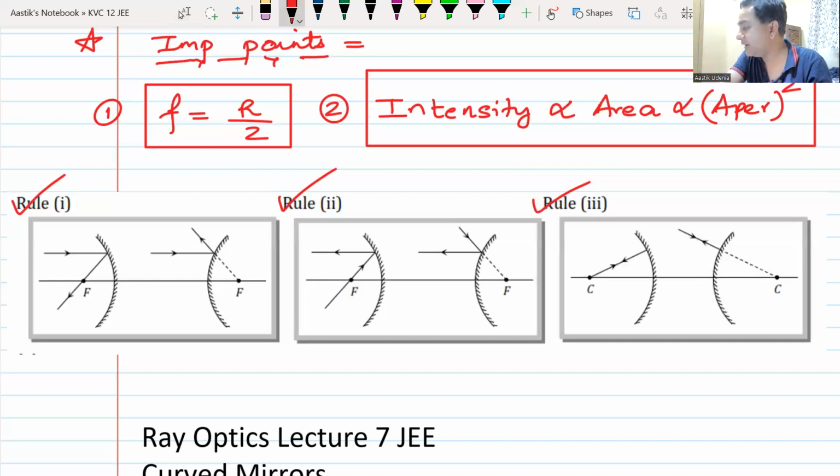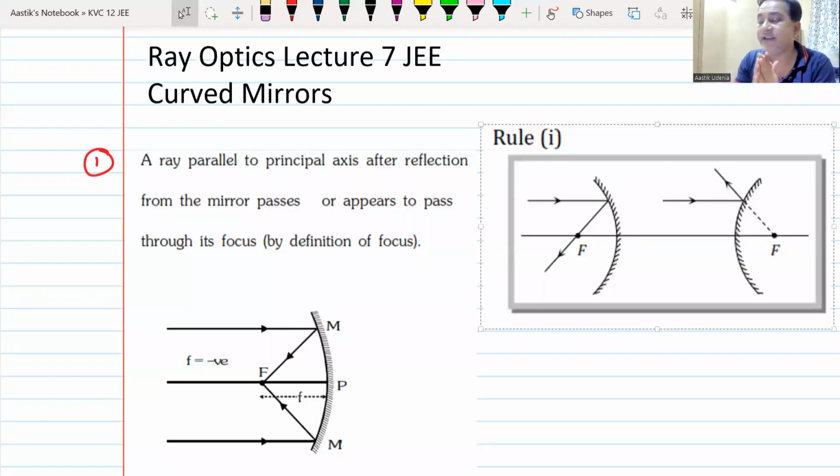Real. Real, that is clear. And if they do not actually meet, but they seem to meet, what type of image will you get? Virtual. But to get any image, whether real or virtual, you will need at least 2 rays. So I'm going to tell you a set of rules. Out of these 3 or 4 rules, you can just draw 2 rays, and you will get an intersection point, and that will give you the position of the image.